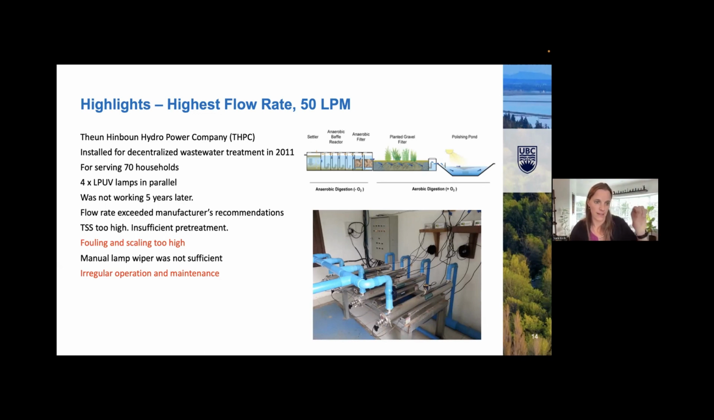The lamps did have a manual wiper that you can move back and forth, and we think maybe they weren't doing that or weren't following a cleaning protocol. So there was irregular operation and maintenance. Even though they had been tracking the lamp installation and the lamps were only 6 months old, there was an issue with the fouling and scaling. So they were looking at ways to treat that and troubleshoot it.